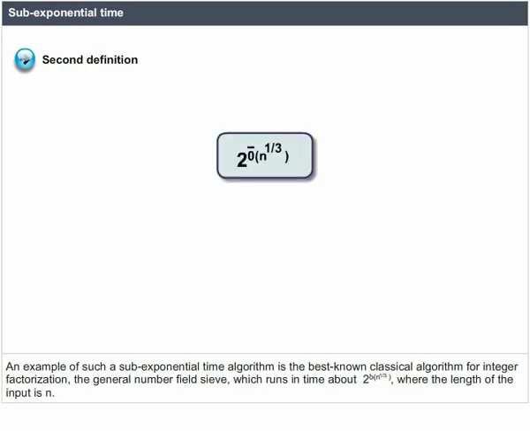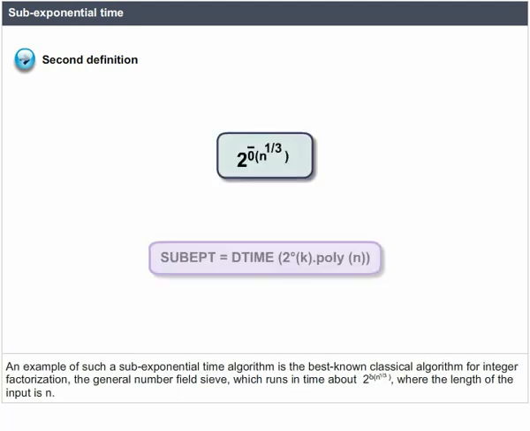Second definition. This definition allows larger running times than the first definition of sub-exponential time. An example of such a sub-exponential time algorithm is the best-known classical algorithm for integer factorization, the general number field sieve, which runs in time about 2 to the power of O to the power of n^(1/3), where the length of the input is n.